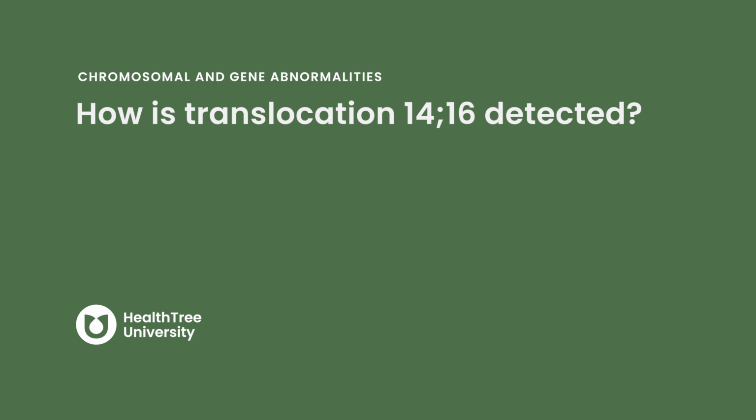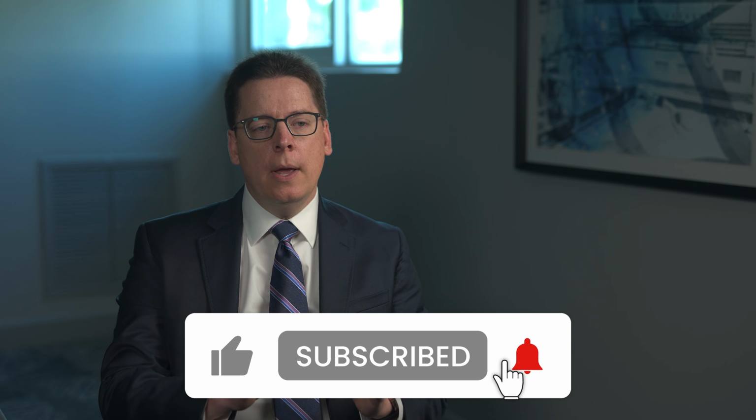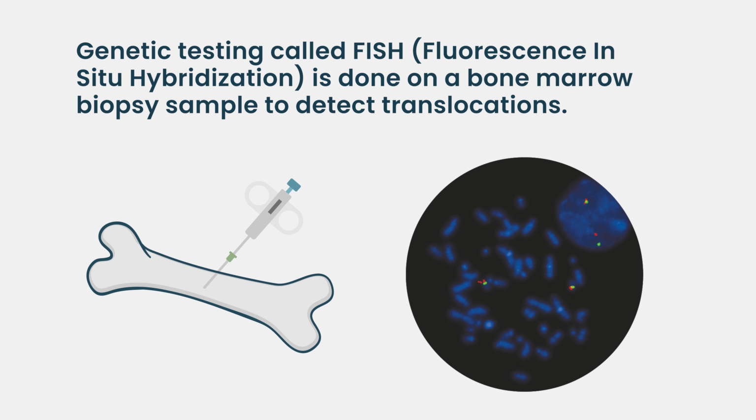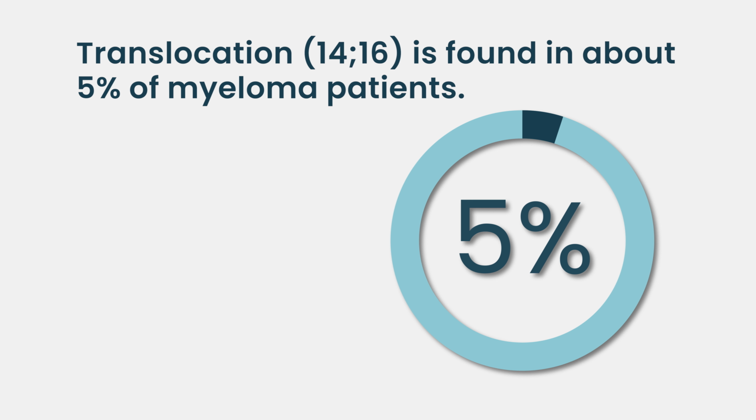How is translocation 14;16 detected? The way a patient would know if they have this translocation is through a bone marrow biopsy. During this procedure, a part of the bone marrow is removed that is then sent to the pathology lab where plasma cells are extracted and sent for genetic testing. The type of testing is called FISH. So FISH analysis is what detects translocations. About 5% of patients have translocation 14;16, making it an uncommon type of high-risk marker.